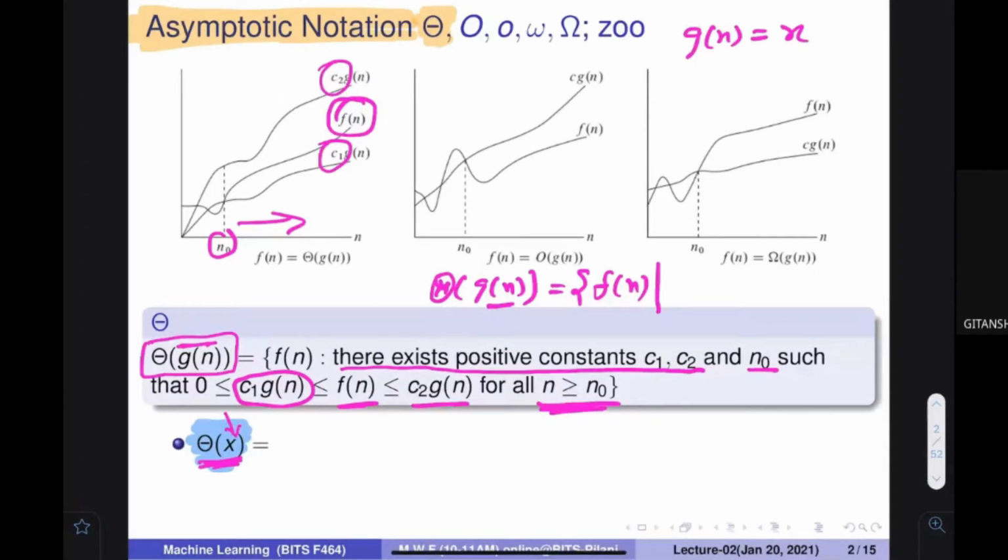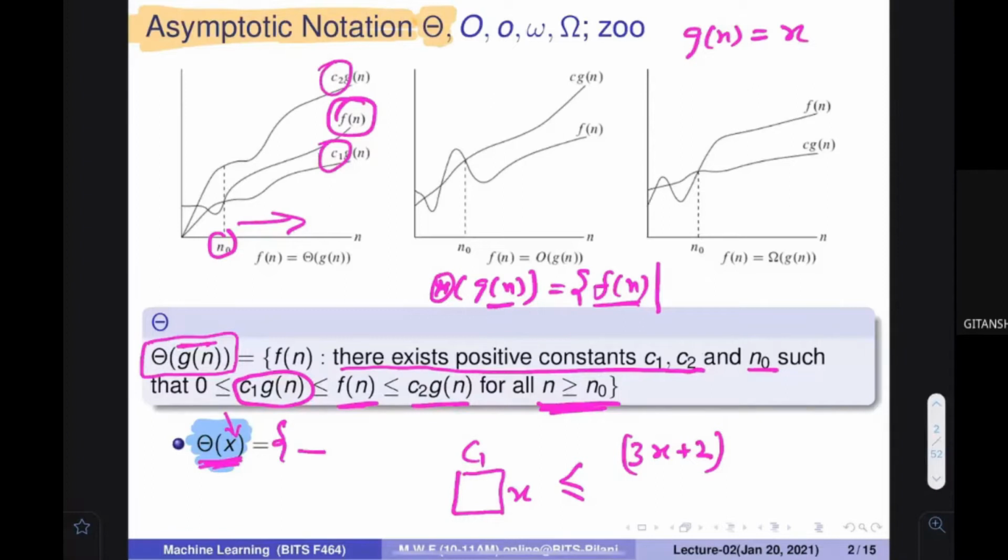So all those functions would be inside this set, to which I can find two multiplying factors, one making it less and one making it greater. So let me write 3x plus 2. Can this be inside this particular set? To be inside the set, can I find any value such that if I multiply with x, which is called C1, it is less than or equal to this part? I'm talking about this part.